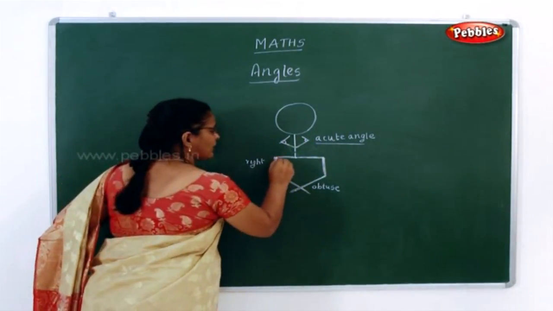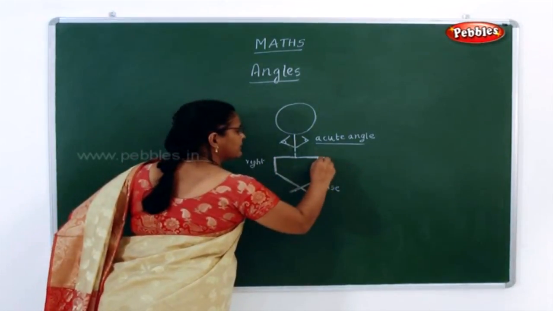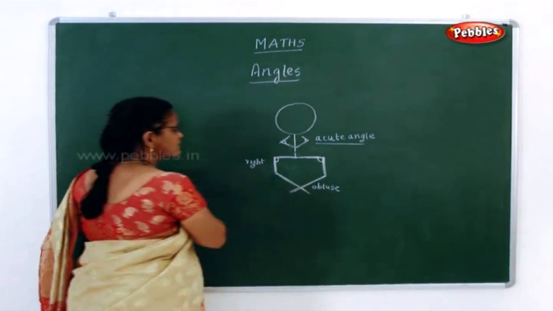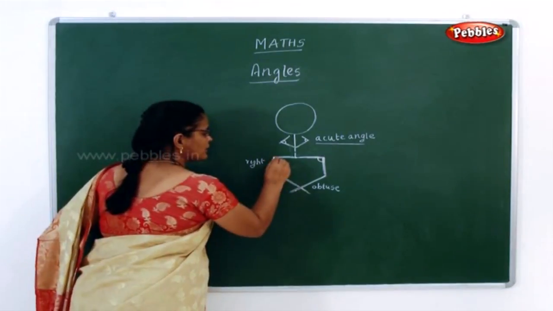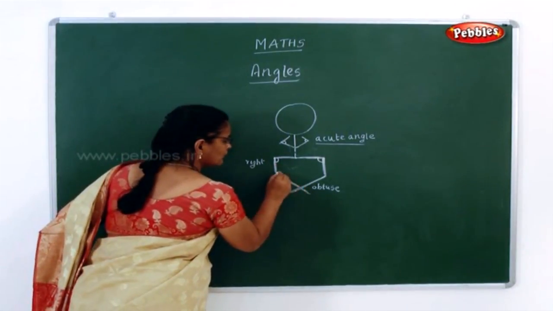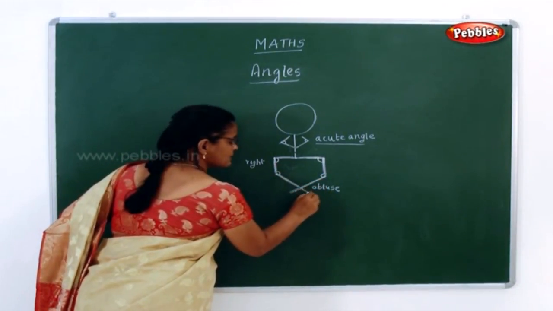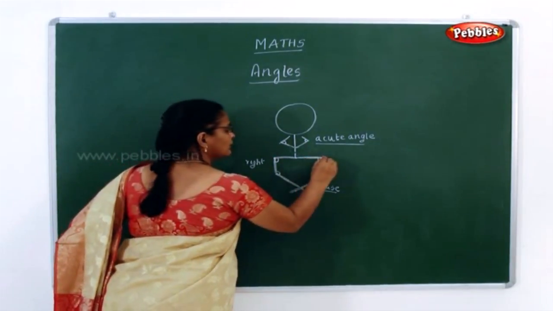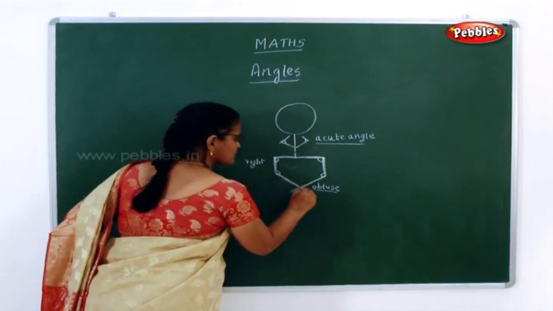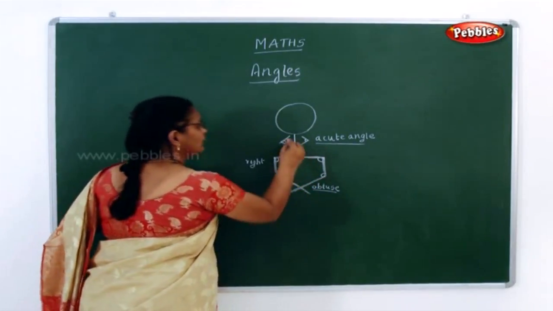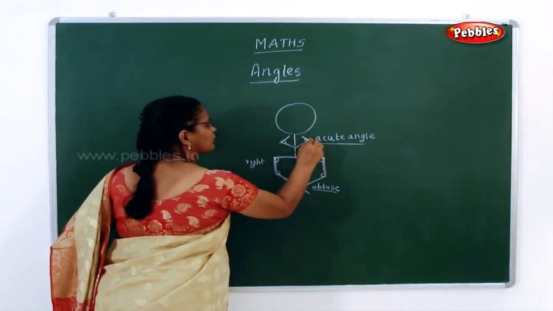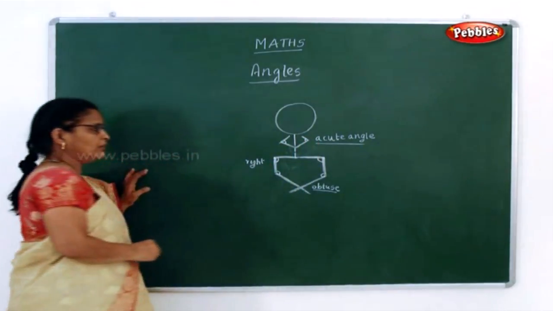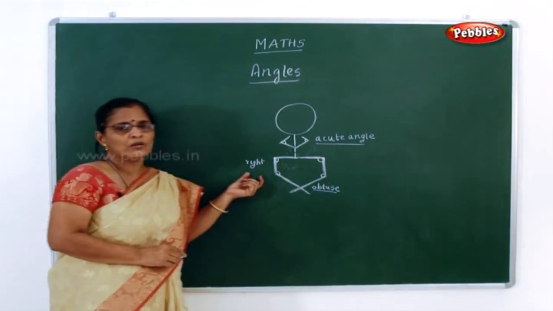So this L shape is called the right angle. This is the right angle. And this shape is called the obtuse angle. This L shape is the right angle, and this shape is called the obtuse angle, and this V shape is called the acute angle in the stick figure given in your book.